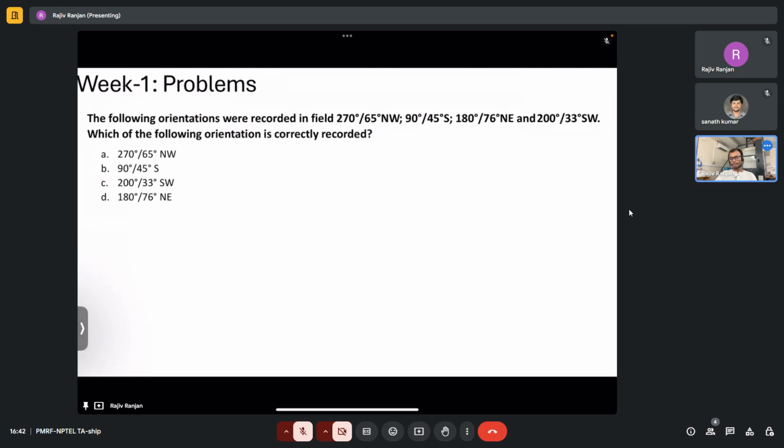Next question. The following orientations were recorded in a field: 270 degree, 65 degree northwest; 090 degree, 45 degree south; 180 degree, 76 degree north; and 220 degree, 30 degree southwest. Which of the following orientation is correctly recorded? So these are the four data that have been given. You have to select the correct data that has been recorded of a plane.